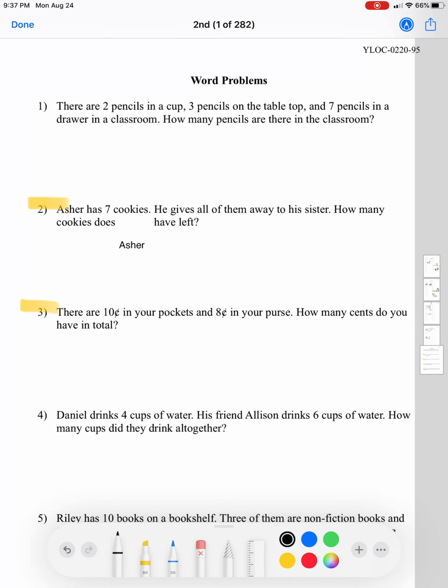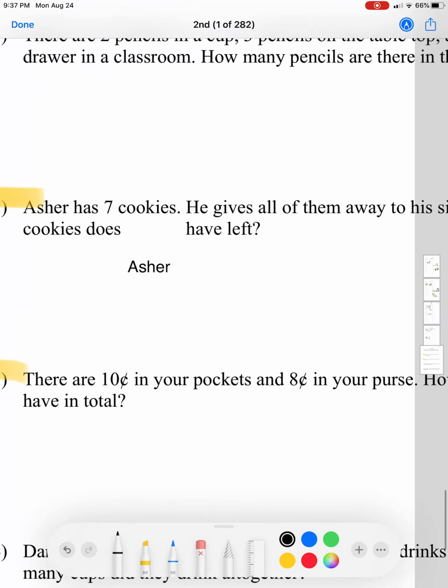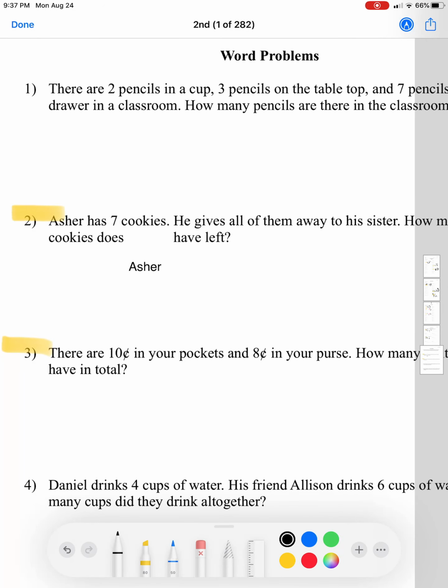So this question says Asher has 7 cookies. He gives all of them away to his sister, and how many cookies does Asher have left? It was a little typo, but it's supposed to say Asher.